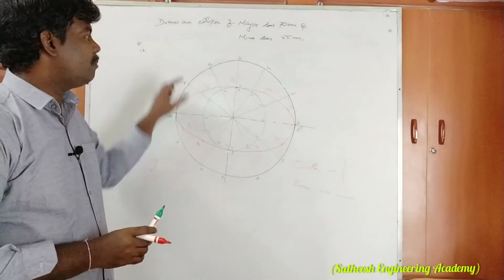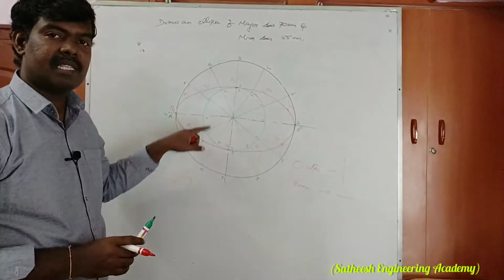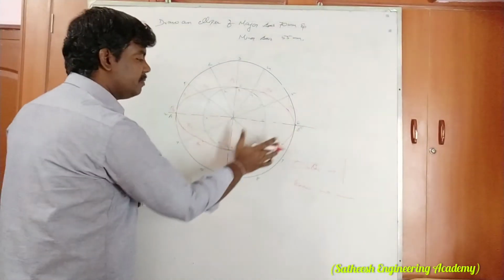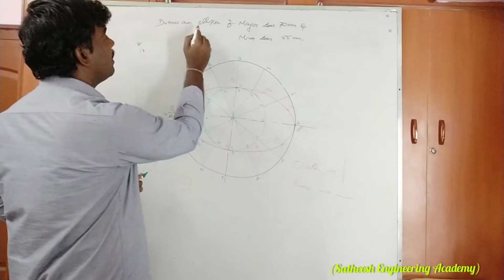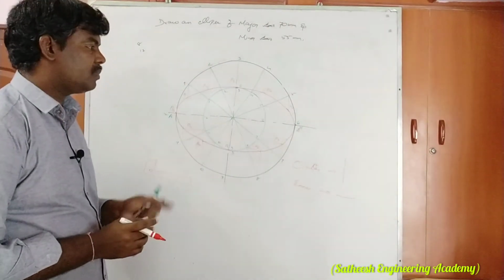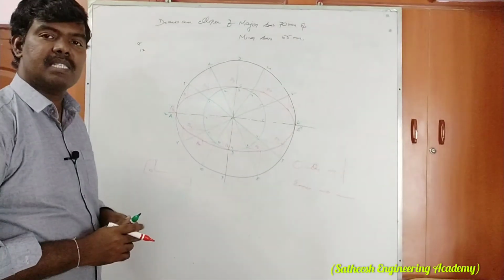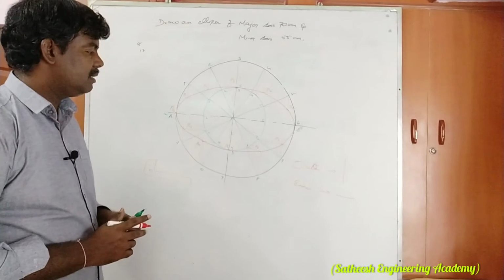So the black color is the major axis circle. Green color circle is the minor axis circle. The red color is the ellipse. It is the given ellipse. How to draw? Clear? So this is that ellipse by using the concentric circle method. Clear? Any doubts?